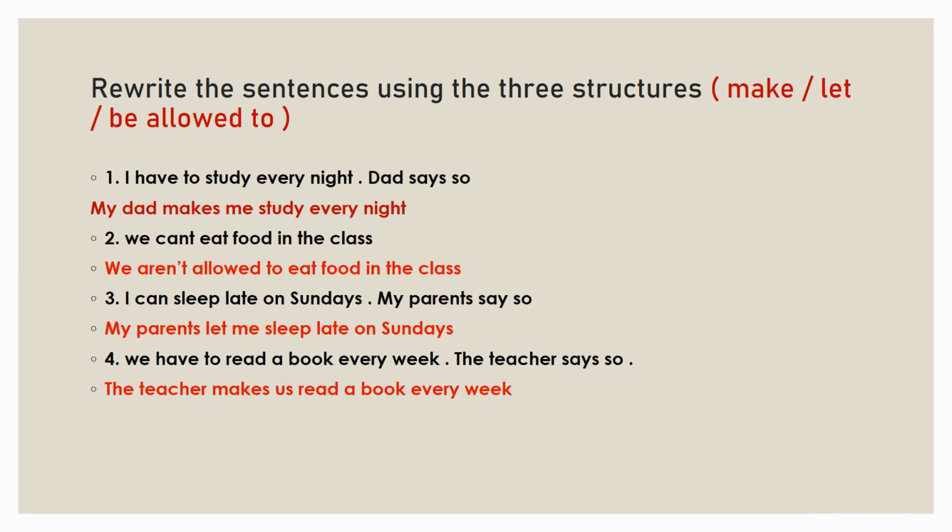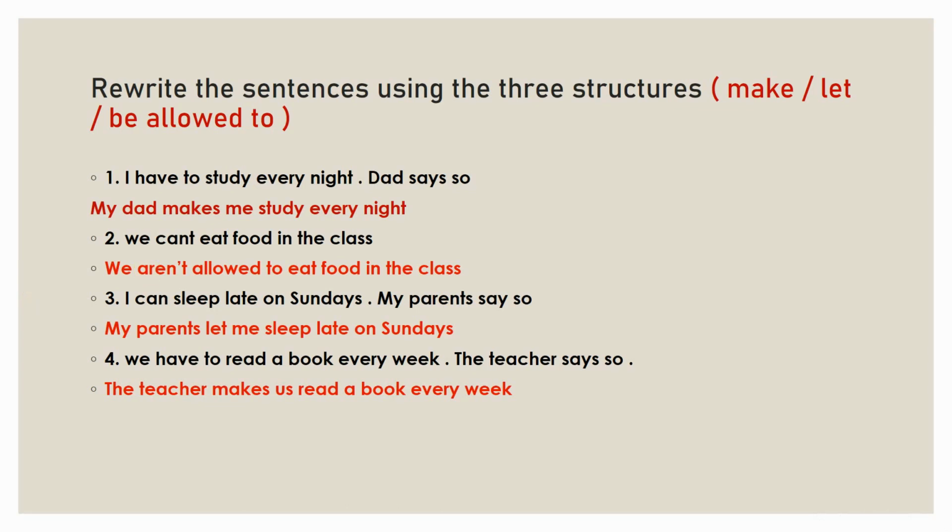Take a look at sentence number two. We can't eat food in the class. In this sentence, here we have can't. So in this sentence, you don't have the possibility to do something. It means you are not permitted to do something. So the best structure is allowed to. So we are not allowed to eat food in the class. This means that it is not allowed for us to eat food inside the classroom.